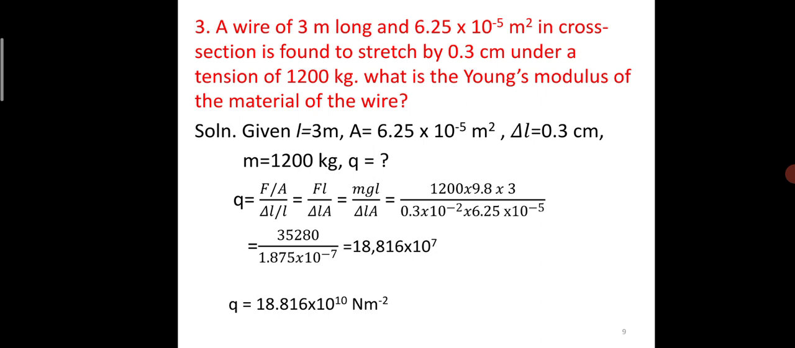Then substituting these values, m is 1200, into g 9.8, into 3, then 0.3 × 10^-2 because it is in centimeter, so we convert that centimeter into meter, then 6.25 × 10^-5. Then the final value is Q is equal to 18.816 × 10^10 Newton per meter square.